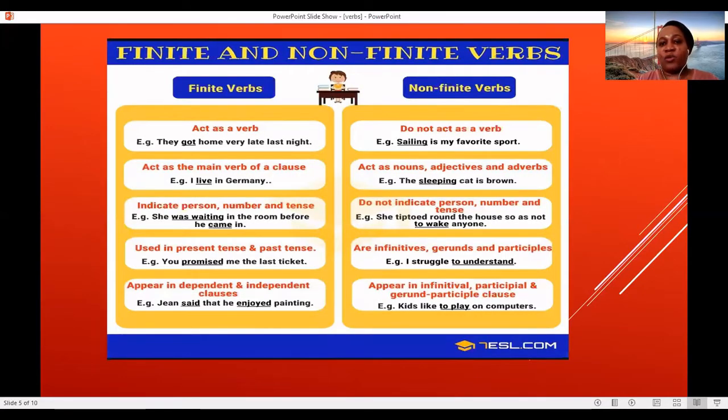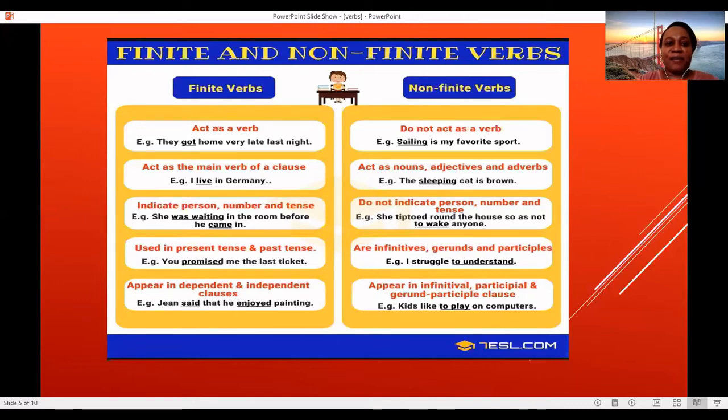I want us now to look at the difference between finite and non-finite verbs. We will go through the table carefully so that we are able to note the differences. On our left, we have finite verbs, and on the other side, we have non-finite verbs.